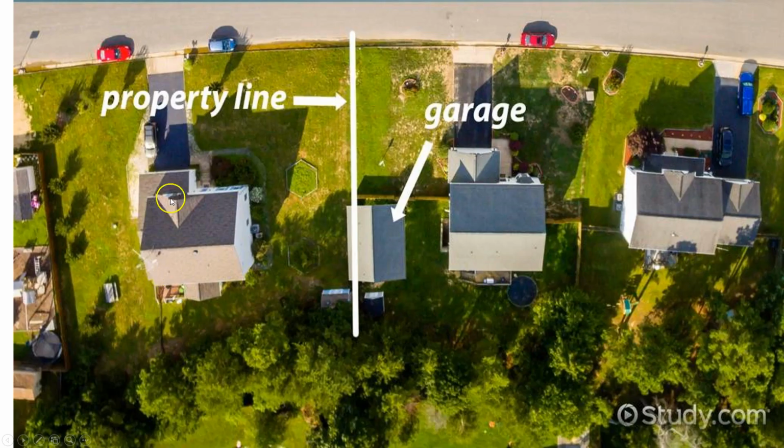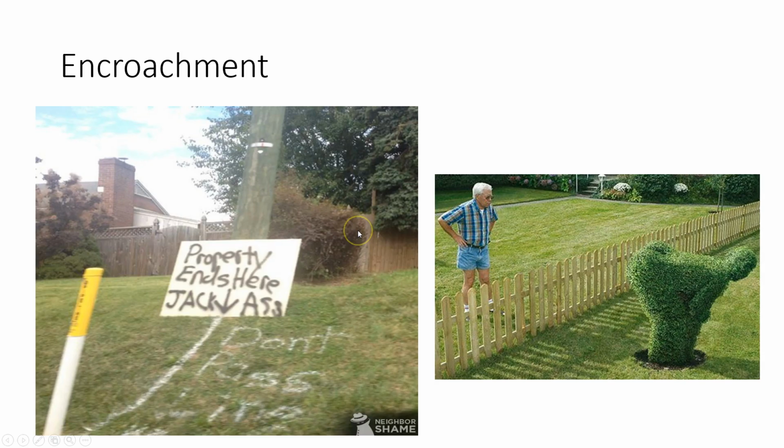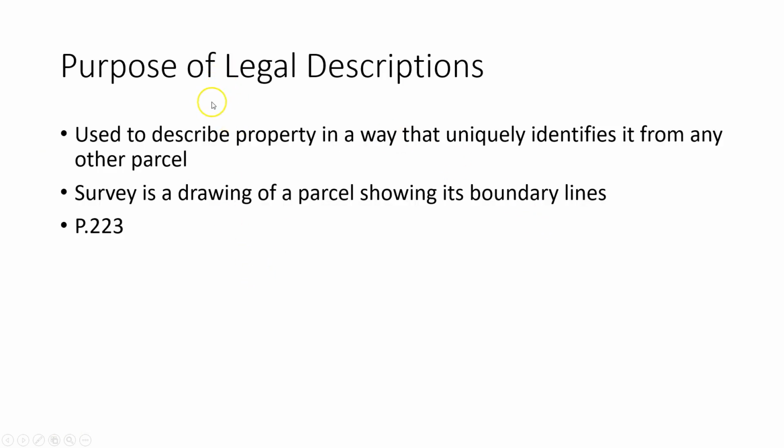Okay, let's carry on. Here's another example. I need to know what the legal description of this property is so I can define the boundaries, because here's an example of an encroachment: the property line we surveyed is here, and this person has actually built the garage over the property line. There's another one here which we will see in the class.